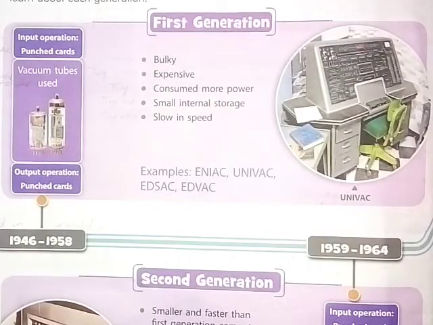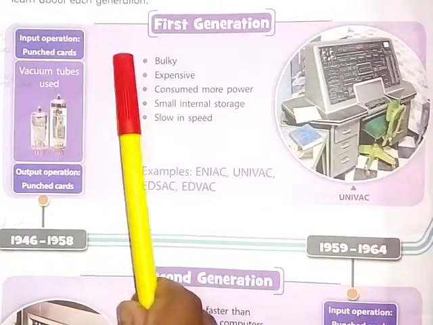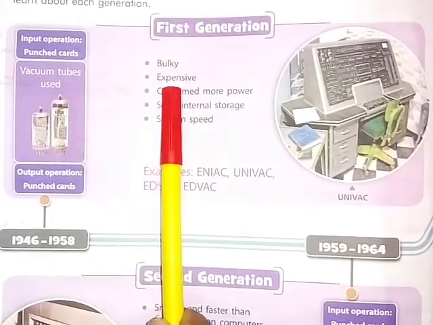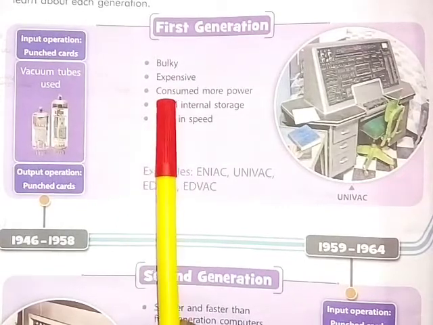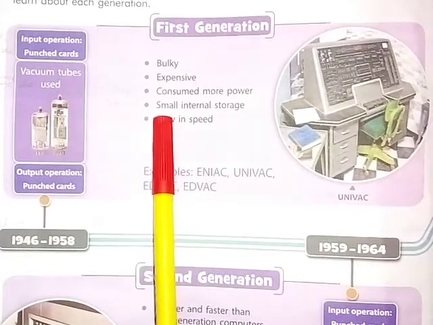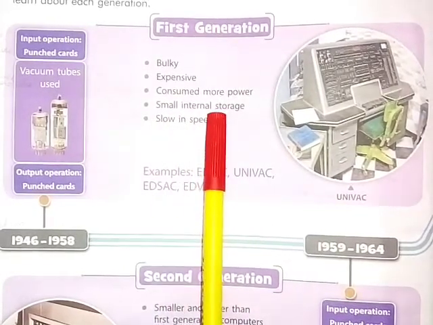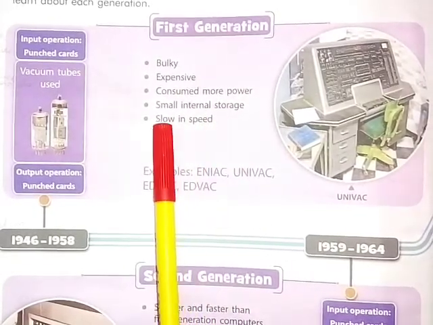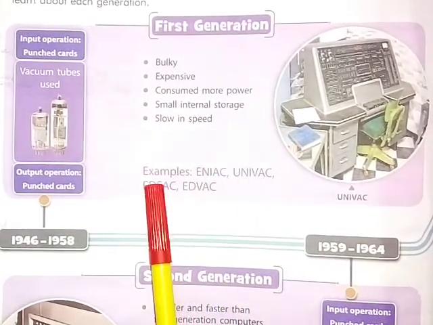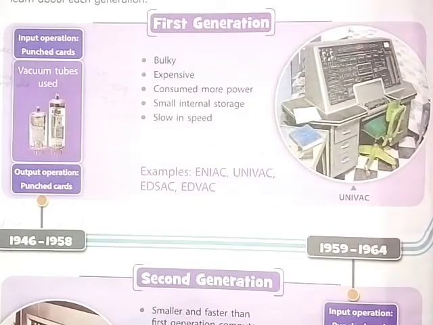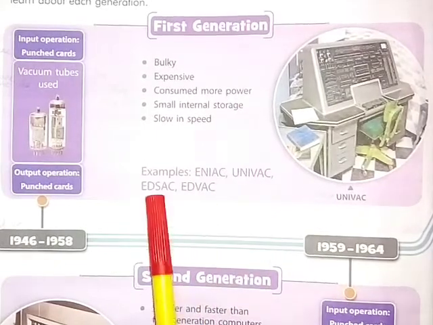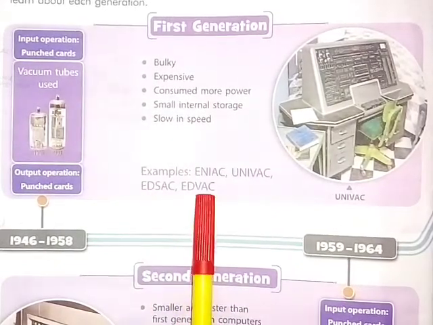In first generation, computers were bulky. They were expensive. They consumed more power. They had small internal storage. They were slow in speed. Examples: ENIAC, UNIVAC, EDSAC and EDVAC.